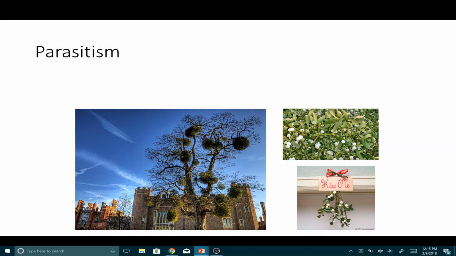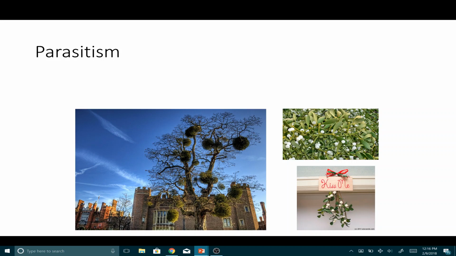Another example here is something you'll decorate your house with at Christmas time. Little do you know, but you're actually kissing beneath a semi-parasite. Now, when it's in your house, it's obviously not being a semi-parasite, but if you go out in the wintertime is when it's really easy to see mistletoe in a tree like this one here. You'll see these big green balls while the tree has no leaves on it. You'll see these really big green balls, and that's mistletoe.